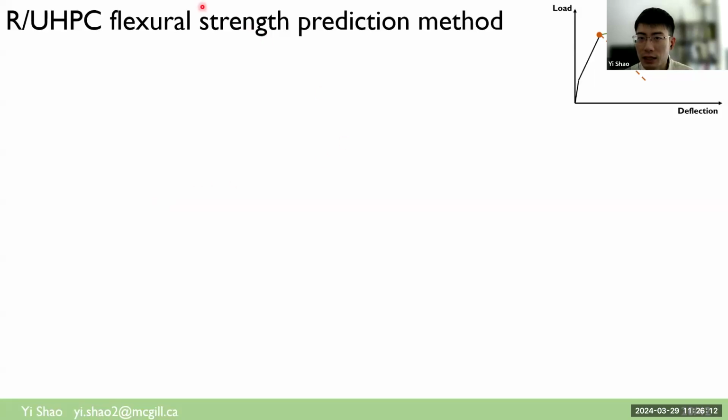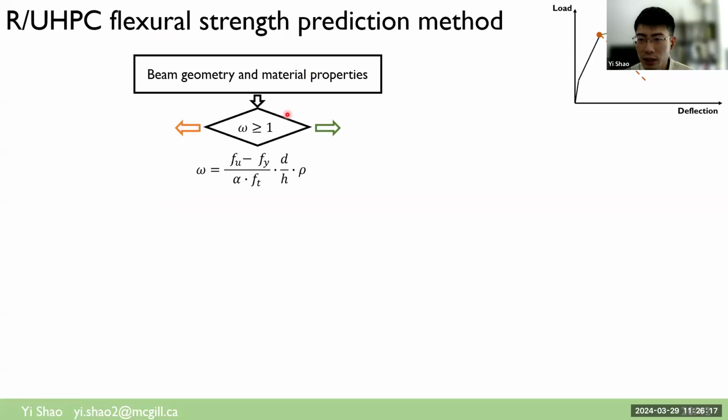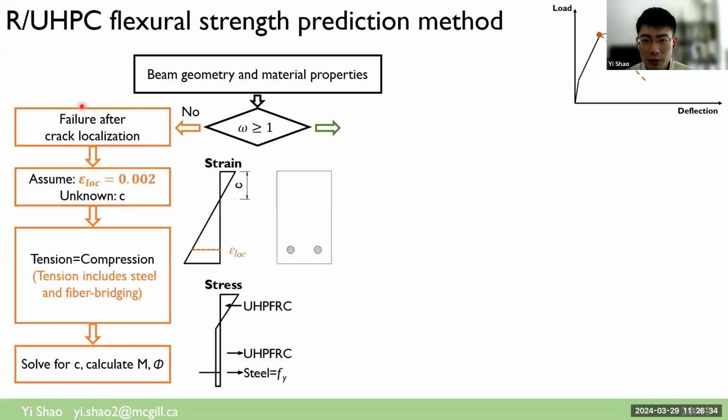And then, for the flexural strength prediction of UHPC, we know there are two different failure paths. So we can first utilize omega to predict which failure path it will have. Based on the beam geometry and the material properties, we can predict the omega ratio to be larger or smaller than 1. If omega is smaller than 1, we know the beam is most likely to fail after crack localization. So the failure is mostly being triggered by UHPC crack localization on the tension side.